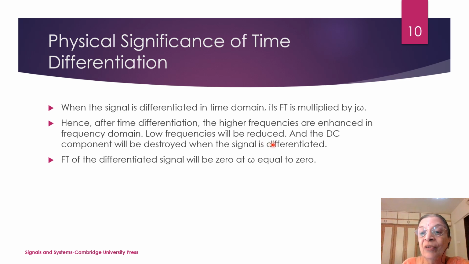In this case, what will happen to DC component? When omega is equal to 0, DC component will be eliminated. That is the important point you have to consider. DC component will be destroyed when the signal is differentiated. Fourier transform of the differentiated signal will be 0 at omega equal to 0.